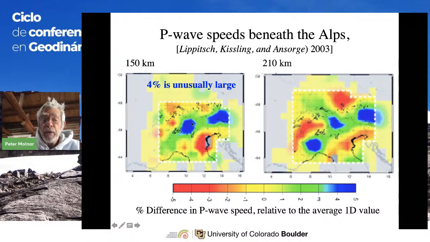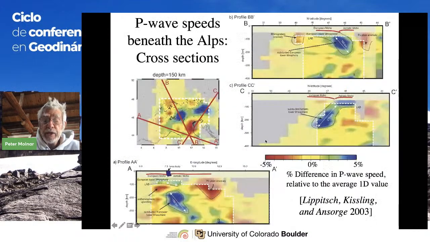So 4 is big. And these big high speed zones under parts of the Alps, at 210 you see 3 of these, but at 150 you see only 2. But these are on top of one another. And the standard interpretation is with subduction. So here's a map, again, showing the 150 kilometer, the 2 blue areas.